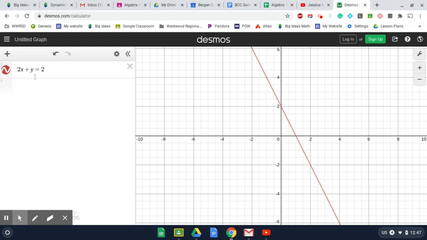Desmos is nice in that way where you do not have to have your equation in y equals mx plus b. However, if you have a graphing calculator that you're using, it does need to be in y equals mx plus b. So that's up to you. You can use Desmos, you can use your graphing calculator, or you can graph by hand.